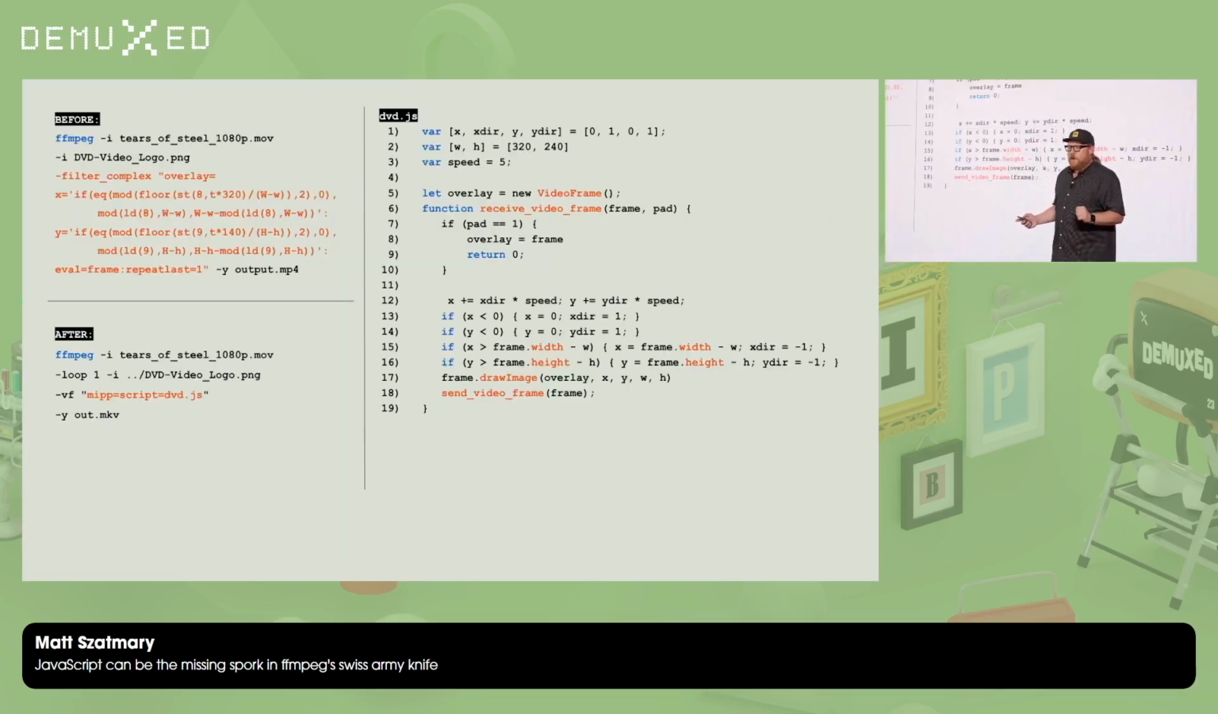So before I showed you the DVD bouncing logo, that's up on the screen on the upper left, and now we have the replacement using MIPP, where we just pass in the script, the dvd.js file there. And then the dvd.js file is written on the right. I'm not a JavaScript programmer, ironically, so it's not the greatest JavaScript in the world.